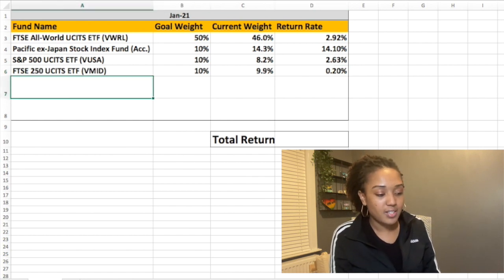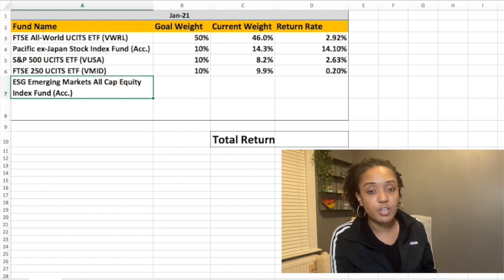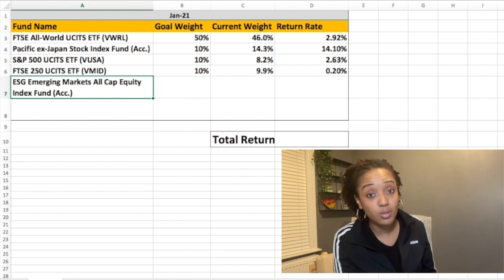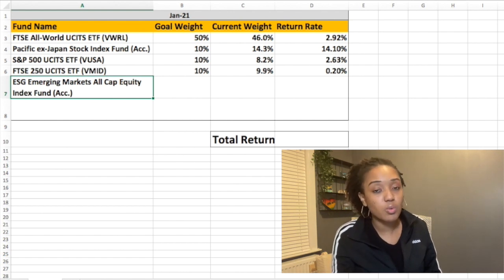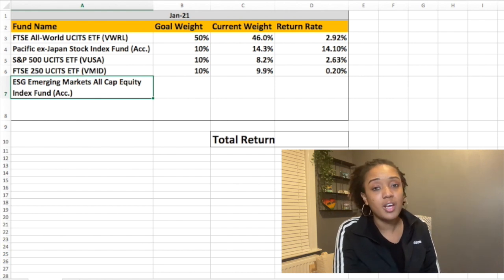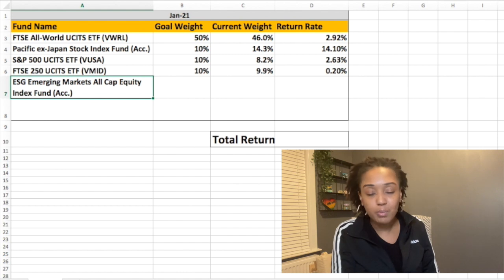My next fund is the ESG Emerging Markets All Cap Equity Index Fund. Now this one says ESG because it's an ethical or socially responsible investment fund, and so it just means that the companies included within this fund have had to meet certain criteria in order to be included. So there's kind of a vetting process, which is cool because at least you feel confident in the fact that these companies are ethical according to the standards that they have. I really thought this was important to have in the portfolio, an emerging markets fund, because it's great to invest in the developed world, but the developing world is coming up as well. And so that's why I have this in my portfolio.